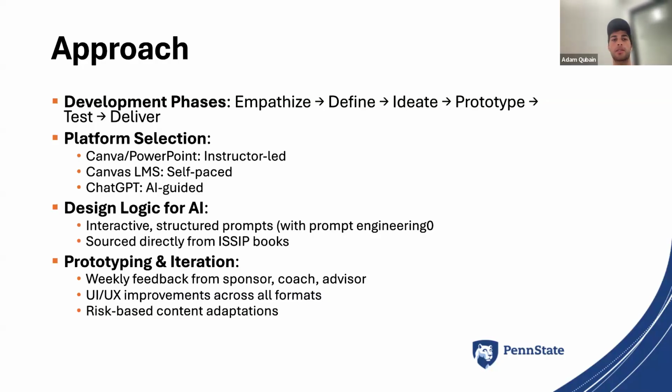For our design logic for AI, it was interactive. It had structured prompts, and we used prompt engineering. Sorry for the typo there. We used prompt engineering to make it what it is today, make it work within the limits, and make it work for both users, the ones with the paid subscription and the ones without it. It was sourced from ISSIP books, the handbook, as well as the feedback we received, and much more. For the prototyping and iteration, we got weekly feedback from you, Jim, from the coach, and from the advisor. We also had risk-based content adaptations.